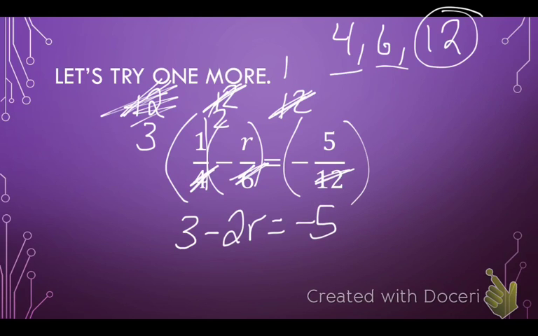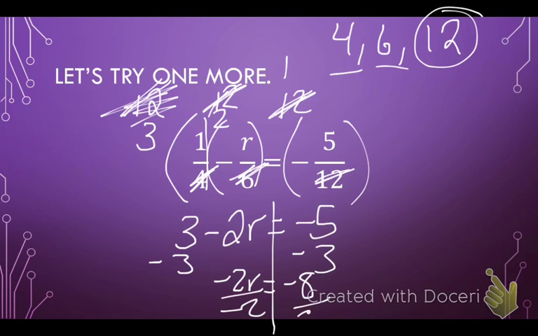Again, I'm going to keep solving. -3, I'm subtracting because 3 is positive. Negative 2r equals negative 8. Divide by negative 2. This one comes out to be really nice for us. R equals 4.